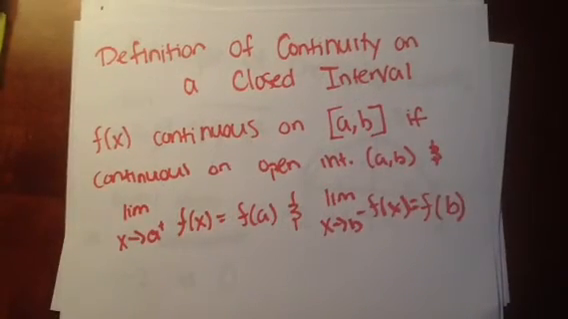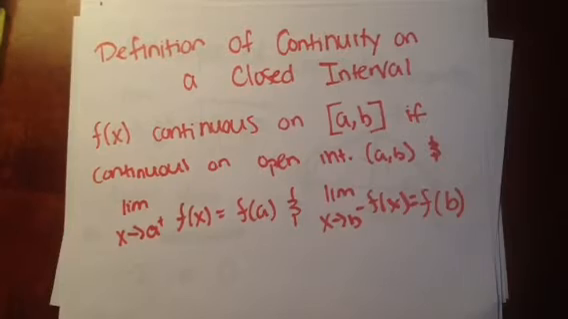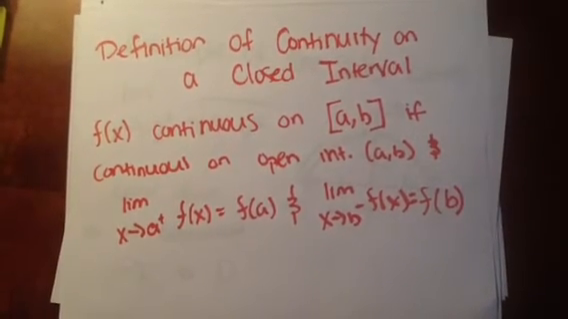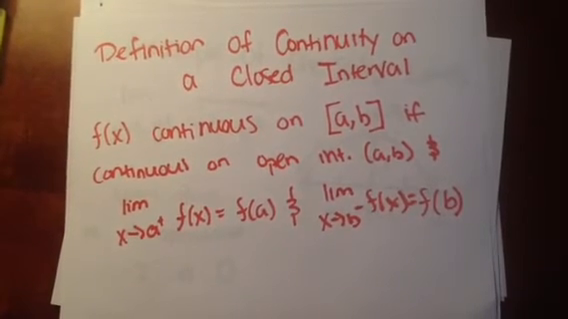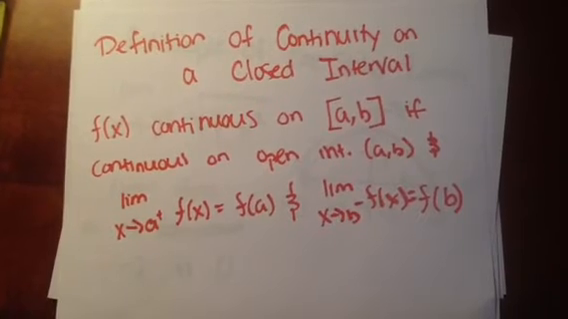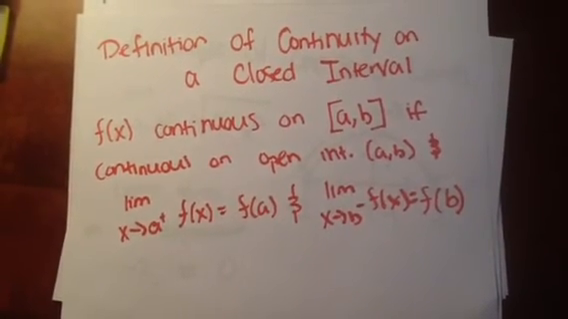The definition of continuity on a closed interval is: f of x is continuous on the closed interval a, b, if it's continuous on the open interval a, b, and the limit as x approaches a from the right of f of x equals f of a, and the limit as x approaches b from the left of f of x equals f of b.